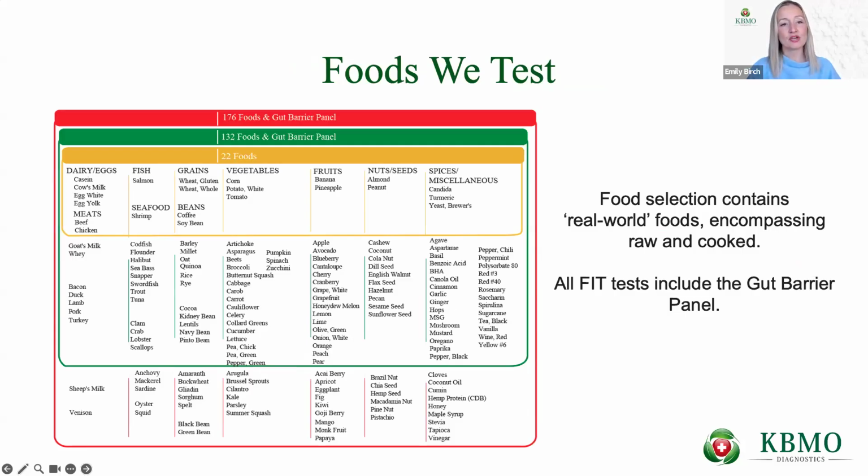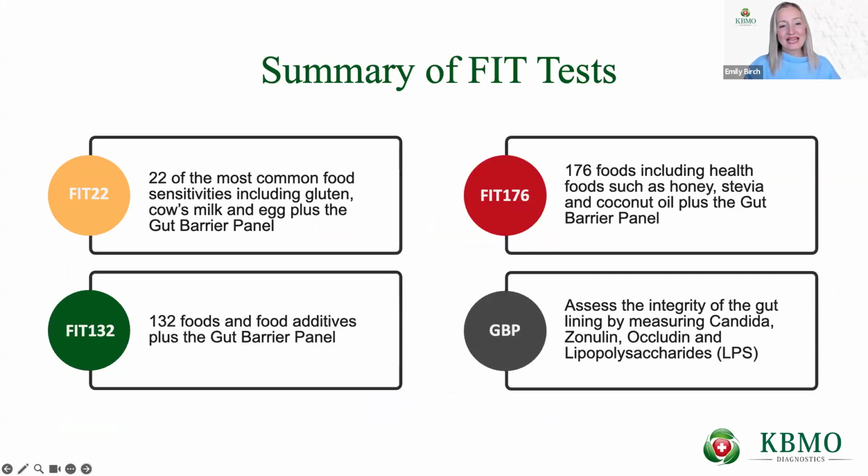There are 3 versions of the FIT test. All 3 of them come automatically with the gut barrier panel. The only difference between them is the foods and additives that they test. So we've got the FIT 22, which tests 22 items, the FIT 132, which tests 132, and the FIT 176, and I'll let you guess why it's called the FIT 176. In summary, these are they.